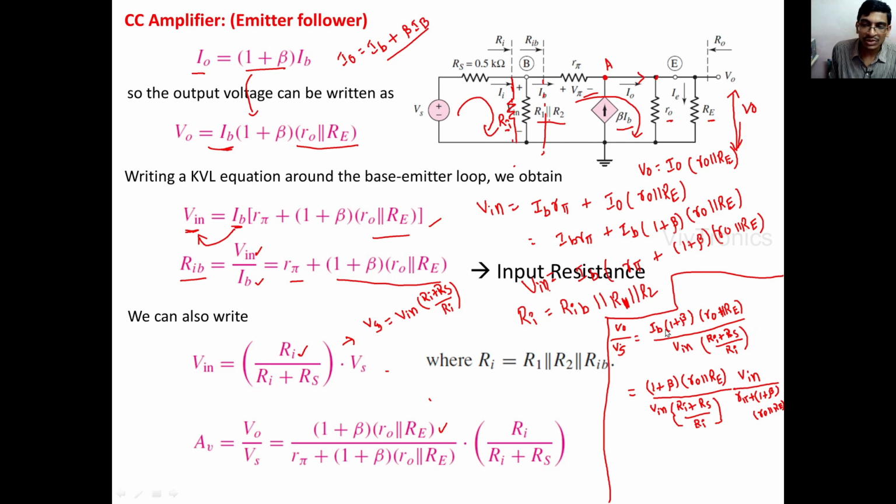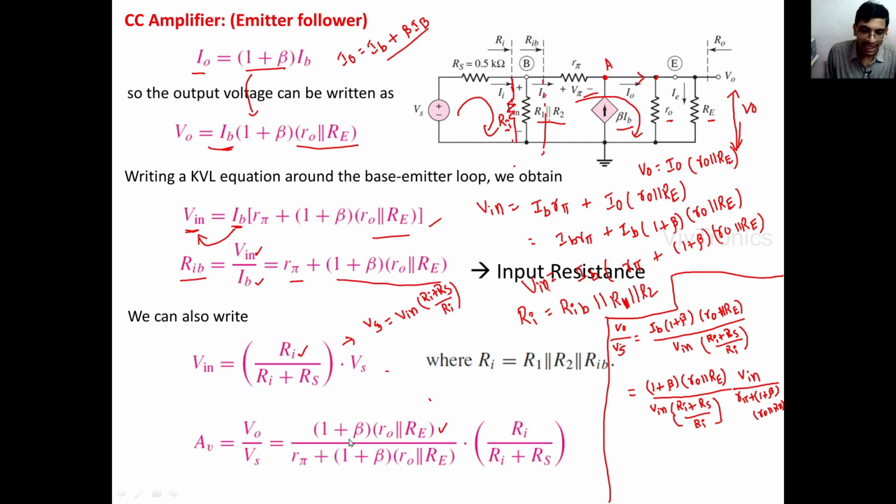Now we are going to substitute the IB current equation. From here, IB is equal to VI in divided by this entire term, so VI in divided by R pi plus 1 plus beta into R naught parallel Re. Now we can cancel the VI in from the numerator and denominator. Therefore, the AV voltage gain equation is 1 plus beta into R naught parallel Re divided by R pi plus 1 plus beta into R naught parallel Re, into Ri by Ri plus Rs. That is the exact voltage gain equation of the CC amplifier.